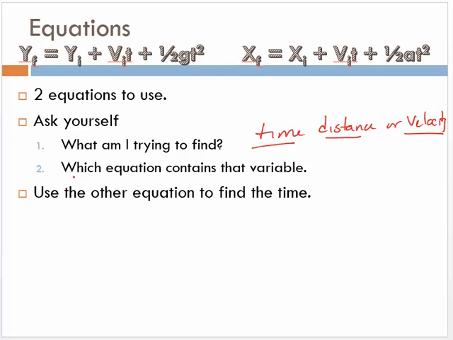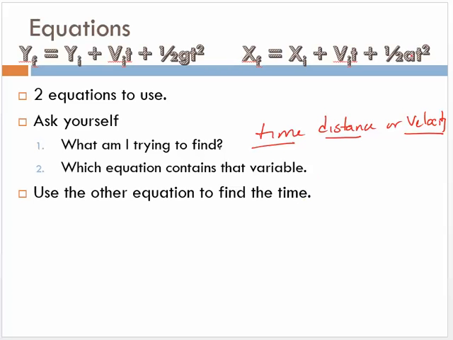Then ask yourself, which equation contains that variable? Are they asking me to find the time? Are they asking me to find the horizontal distance or the vertical distance? If they're asking for the horizontal distance, that's xf. If they're asking for the vertical distance, that's yf. Are they asking us to find the velocity in the x direction? This almost always is going to be the velocity that came off the cliff, or the building, or the velocity it came off horizontally with. Ask yourself again, which equation contains that variable? Use the other equation to find the time.